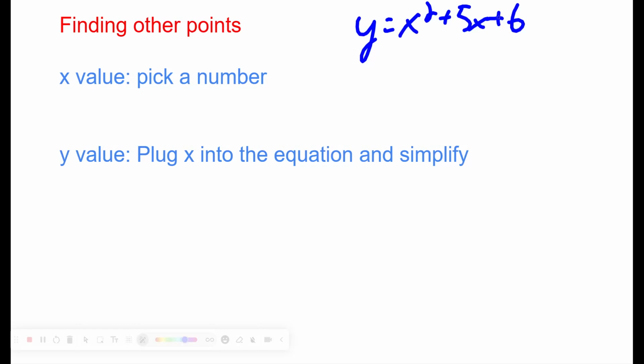I'm just going to pick the number 1. It doesn't have to be anything. It can be whatever, as long as it's not 0. We need another point on the graph. I think that 1 will work out just fine as far as simplifying it, not too complicated.